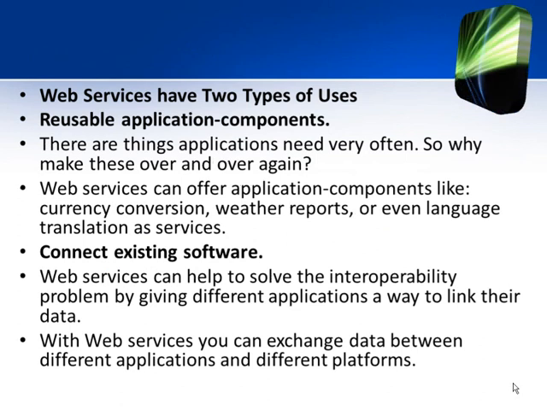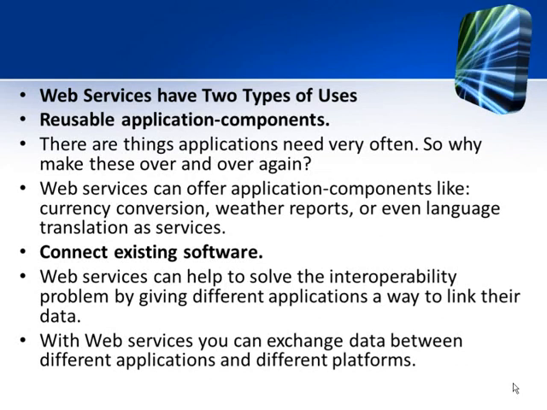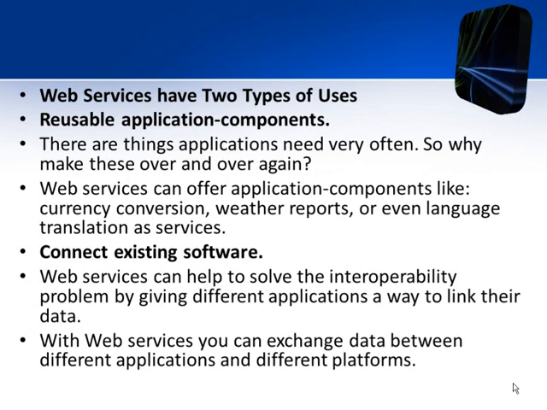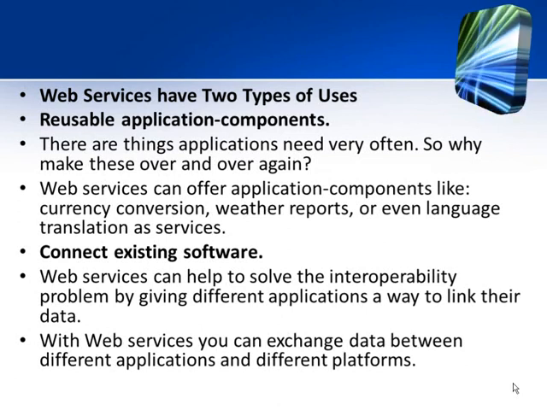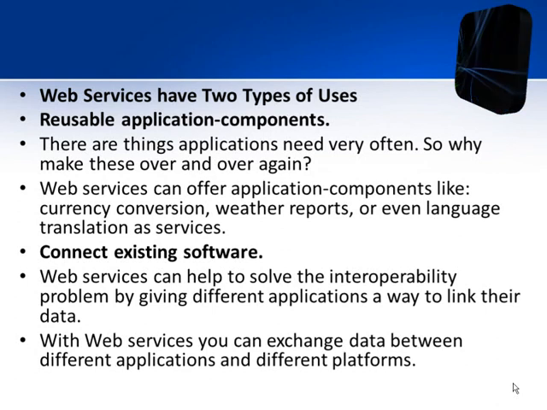Let's reiterate that web services have a couple more uses. One is reusable application components. There are things applications need very often, so why make the same thing over and over? Web services can offer application components like currency conversions, weather reports, or even language translation services. Another is connecting existing software. Web services can help to solve the interoperability problem we already talked about by giving different applications a way to link their data. With web services, you can exchange data between different applications and different platforms, so no surprise there.